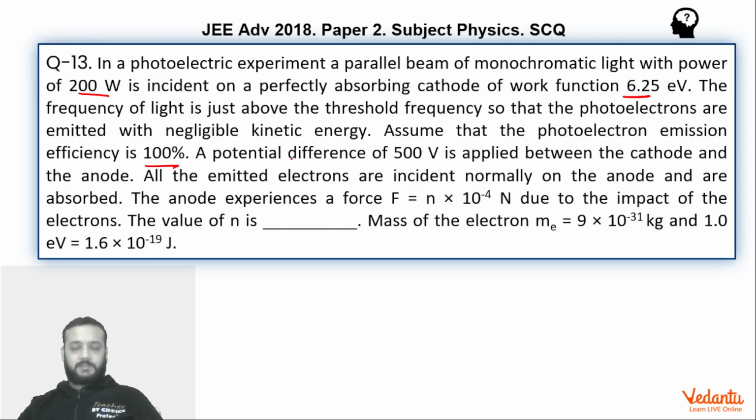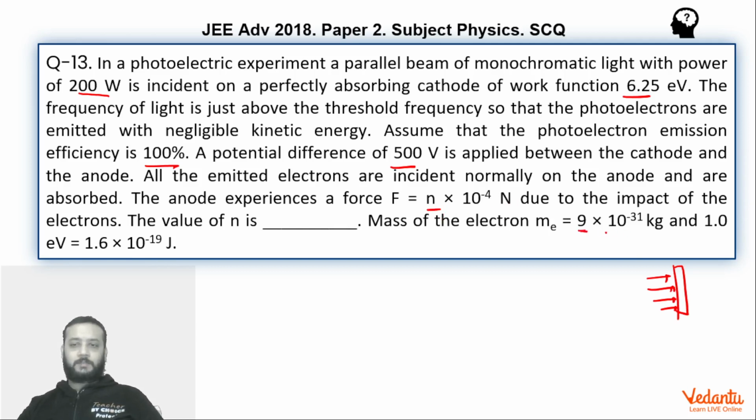Now the electrons which are emitted from the cathode are accelerated through the potential difference of 500 volt and they hit the anode plate normally and they are absorbed by the anode. This is given in the question. So because of this absorption, anode will experience some force because of this beam of electrons which are hitting this anode with some velocity. We have to calculate that force itself in the form of n into 10 to the power minus 4 newtons. So we have to compute the value of n here.